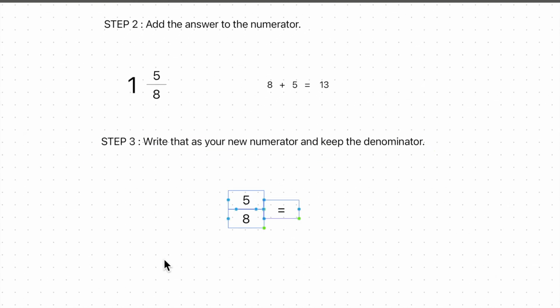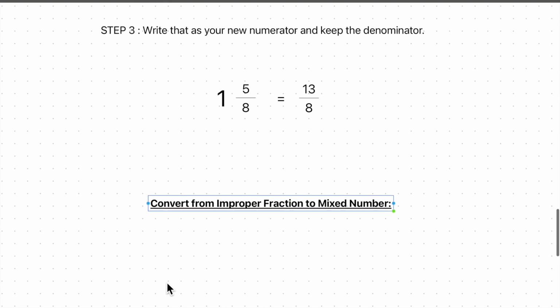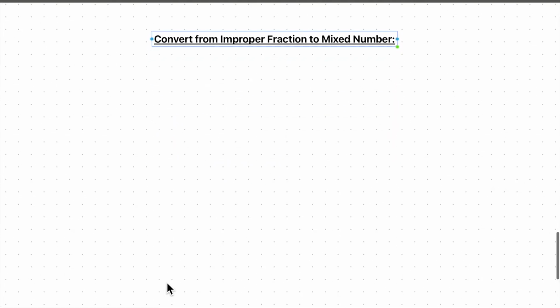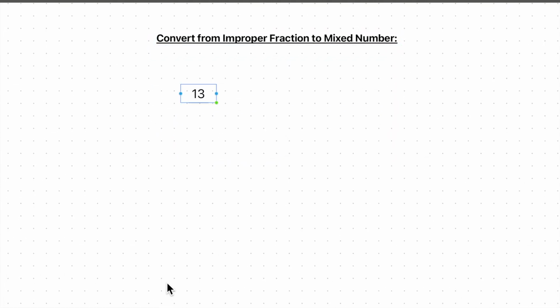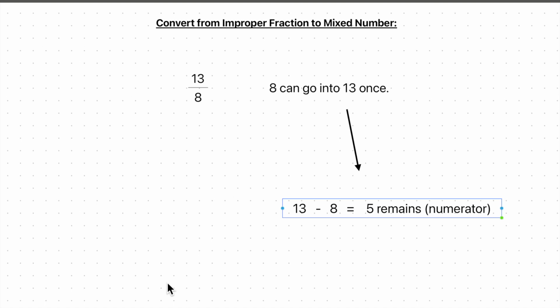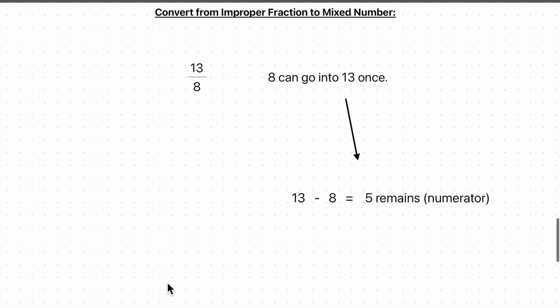But how can we convert an improper fraction into a mixed number? We first look at 13/8 and ask ourselves, how many times can 8 go into 13? The answer is 1. So you would put the 1 as the whole number, and for your new proper fraction, you would solve it by subtracting 8 from the 13, which leaves you with 5 as the numerator. And still keep the denominator as 8 because this is still a fraction and not a whole number. Ta-da! You have just gone from an improper fraction to a mixed number.